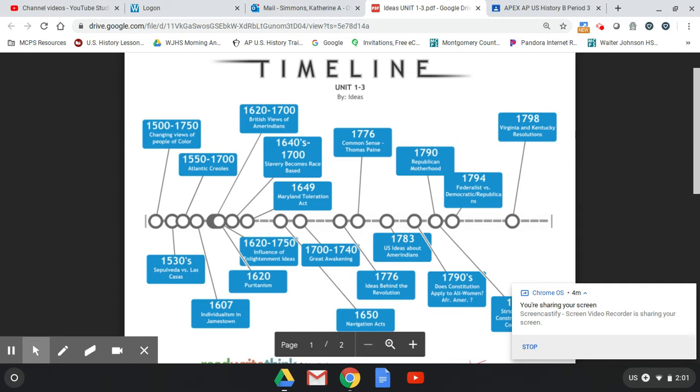Also, in this early colonial time period, we're seeing the influence of Enlightenment ideas as well as Great Awakening ideas. The Enlightenment is coming out of Europe. It's philosophical thinkers and writers, people like John Locke, Montesquieu, Voltaire, Rousseau. These men are writing ideas about freedoms that we should all have in government, the notion that government should have checks and balances and have division of power in government.